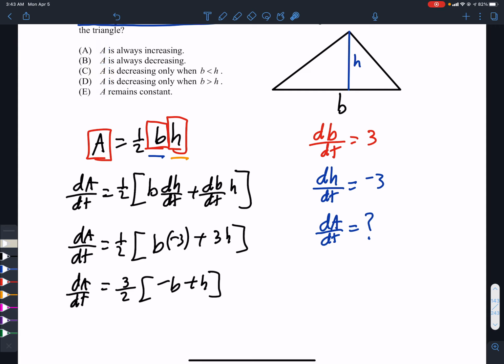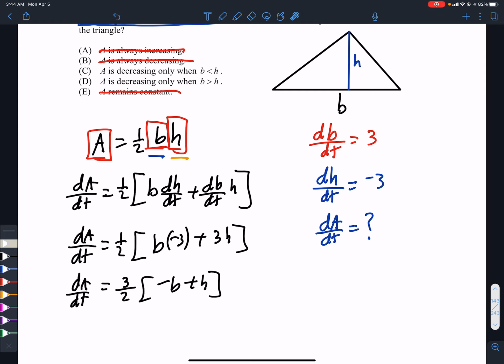So we remember if the derivative of A is positive, A is increasing. If the derivative is negative, then A is decreasing. So when is this positive? When is this negative? Because if B is bigger than H, we have more negatives, dA dt will be decreasing, right? And if H is bigger than B, we have more positive than negative, so it's going to be positive. A is going to be increasing. So we can eliminate the first two because it's dependent upon B and H. We can eliminate that also.